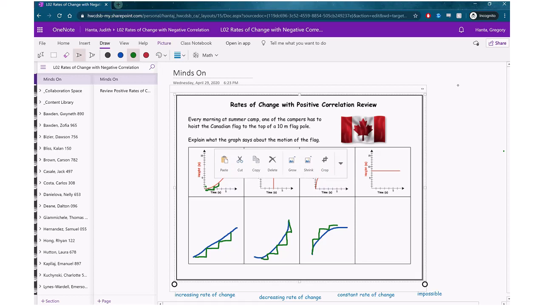So can you see how he's trying to draw those rate triangles? And you see how the height is getting larger. The height of each step is increasing. That one was the increasing rate of change.